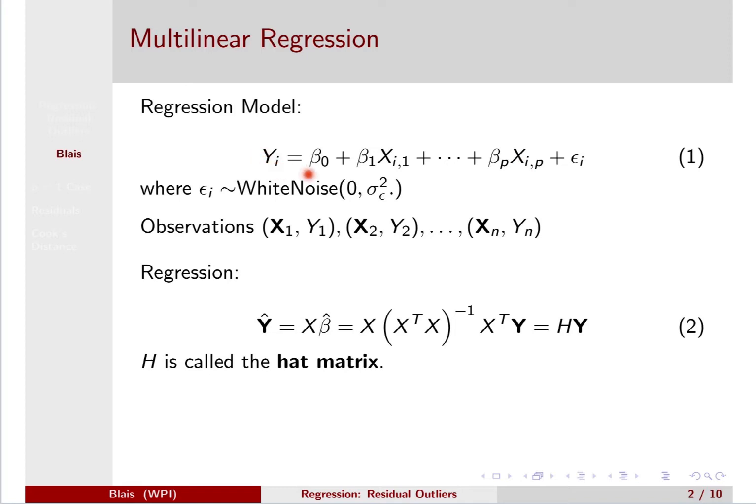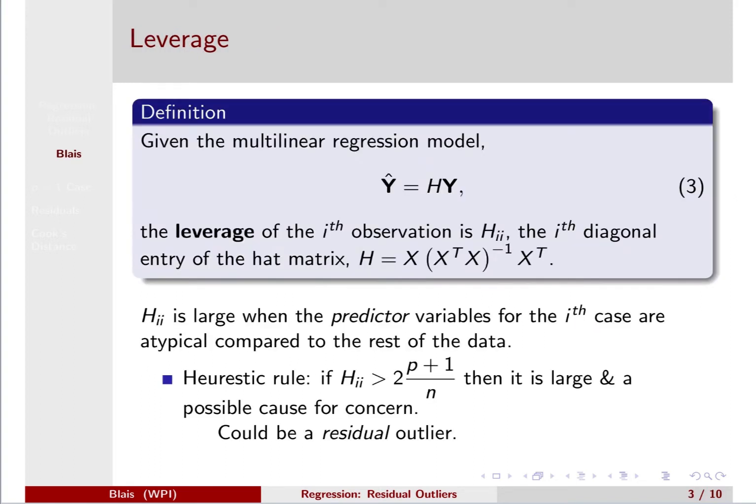And so we have the response having this linear relationship with the P predictors, plus our white noise term. And then we have n observations. So for each observation, we have an observation for the predictor vector and then the response variable. And our regression equation can be written as this equation 2 here, where the fitted value for the response is equal to H times the observed value for the response, where H is the hat matrix, and then we define the diagonal entries of that hat matrix, the H_ii, as the leverages.